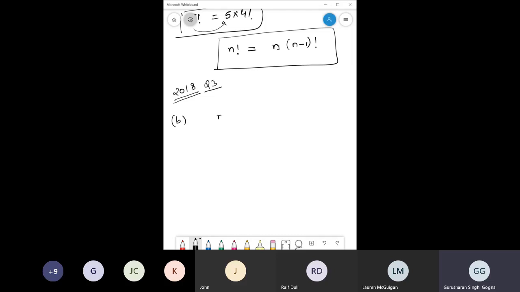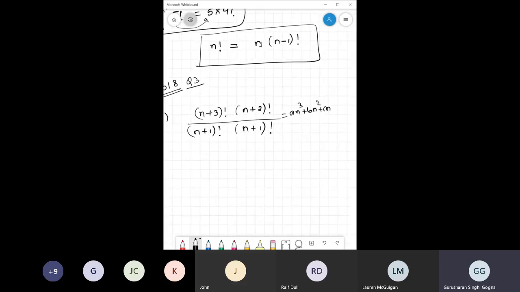So they said (n+3)! (n+2)! over (n+1)! (n+1)!. This is the question, and this is equal to an^3 + bn^2 + cn + d. So basically this is the general form of the cubic equation, isn't it? What they're asking is this: the factorial expression on the left hand side is equal to the cubic expression after simplifying, obviously. So you need to find out the values of a, b, c, d.